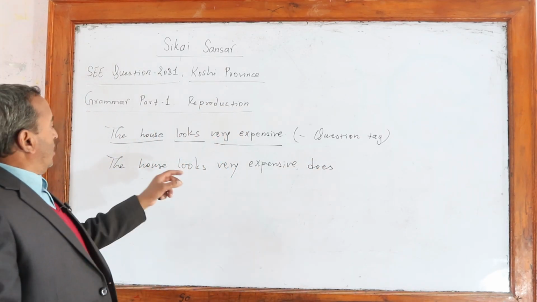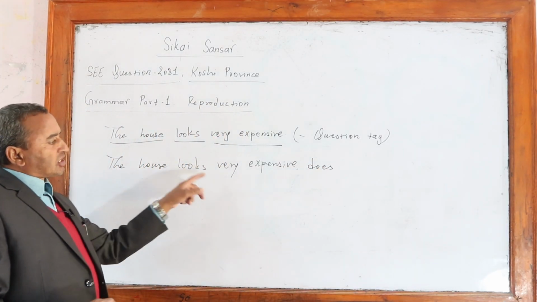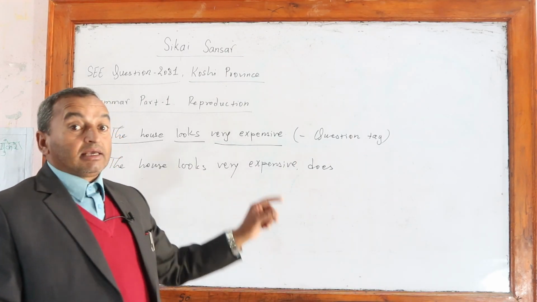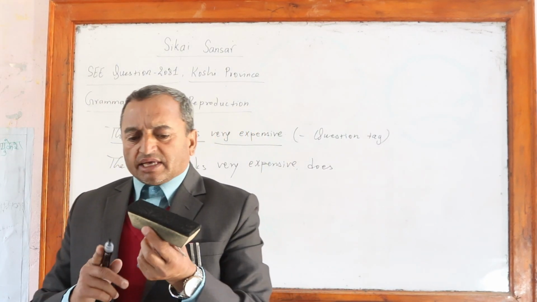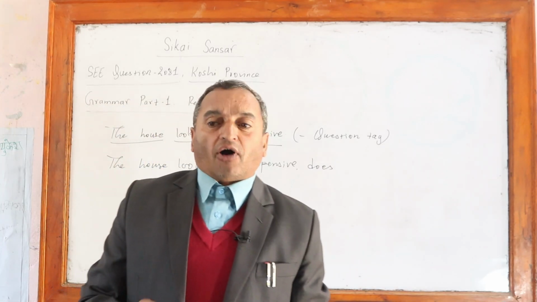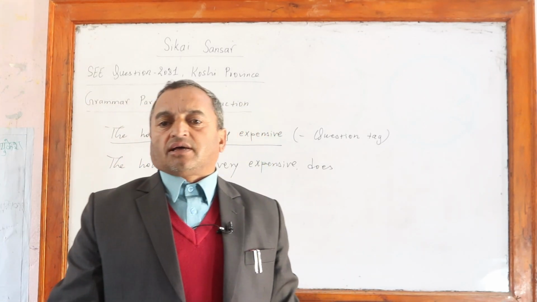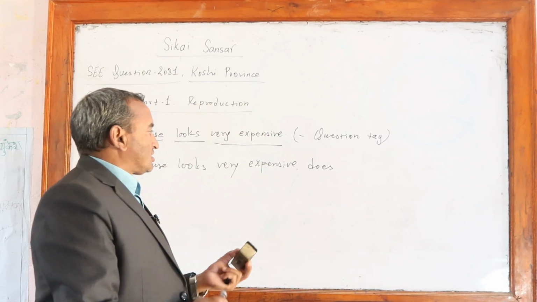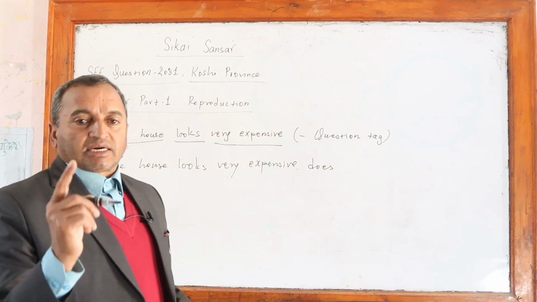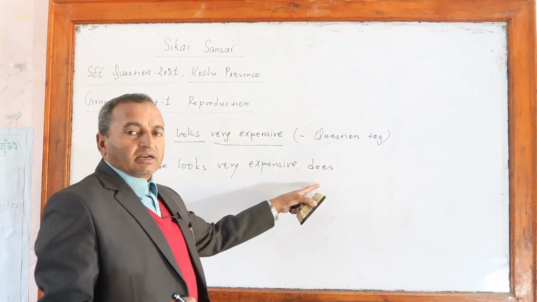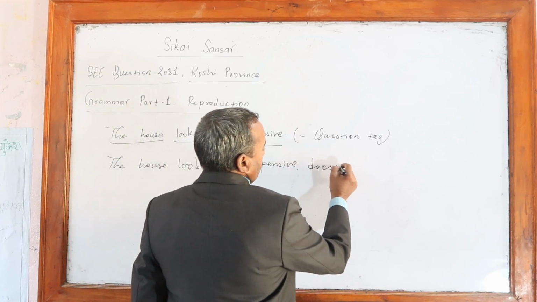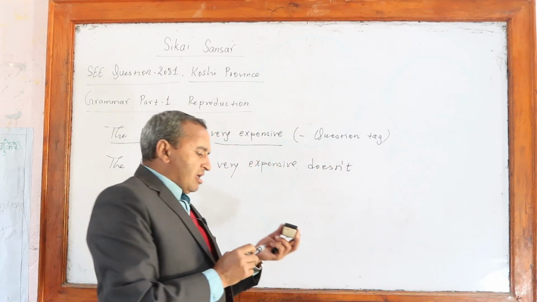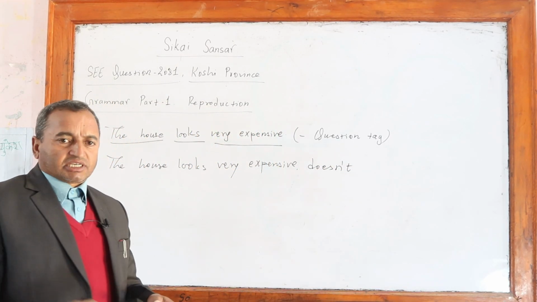And again, okay, the house looks very expensive. It is in the affirmative form. So when the given sentence is in affirmative form, we have to supply the negative question tag. So look, again we have to contract that very "not" here as we have done earlier. So look, "doesn't". Okay. And then now here, what is the subject?